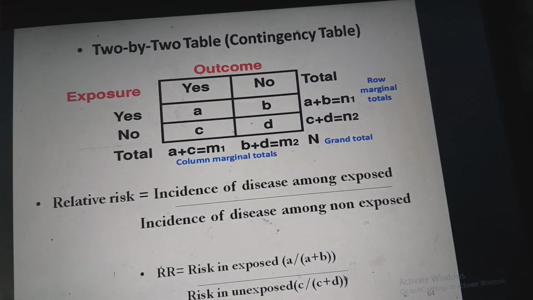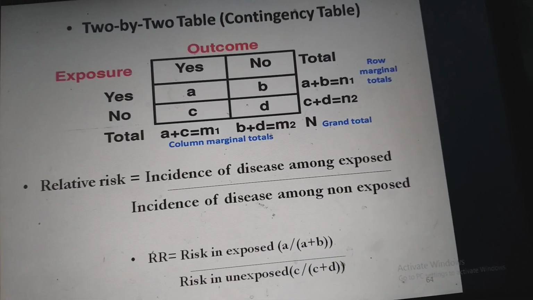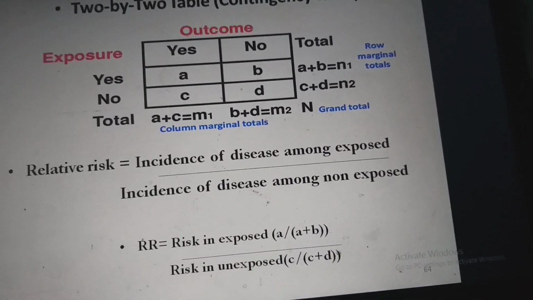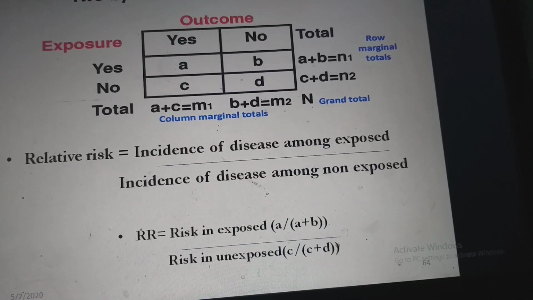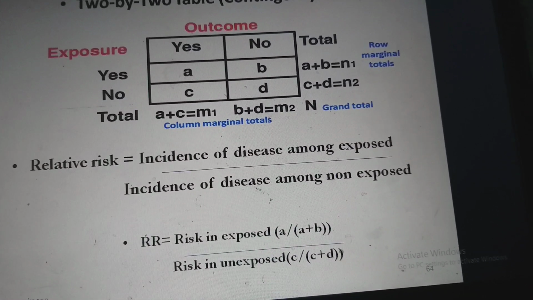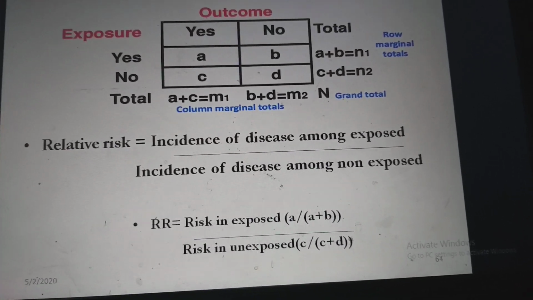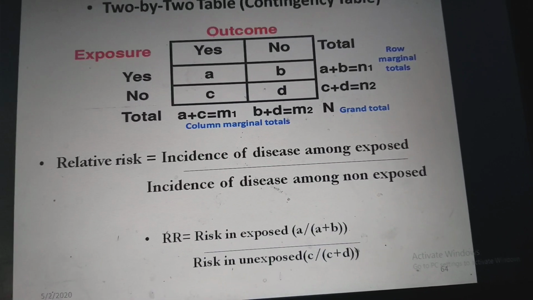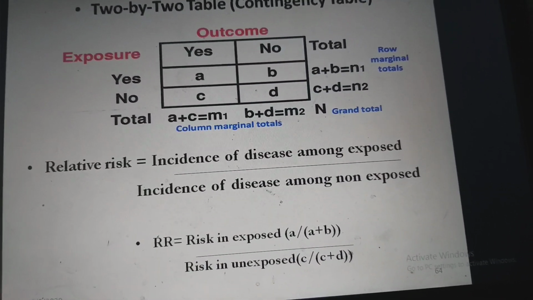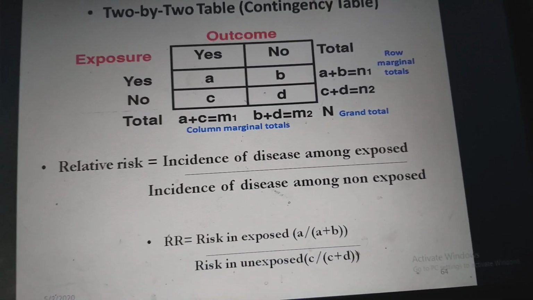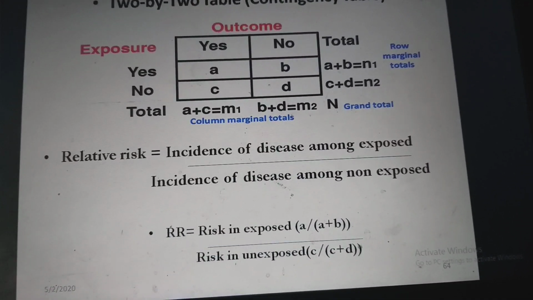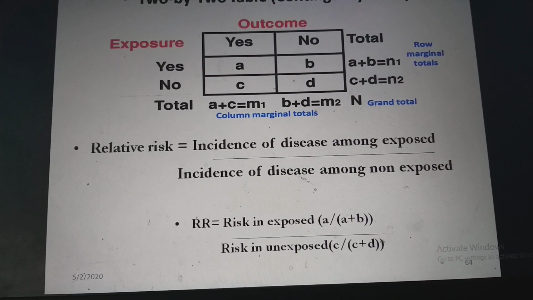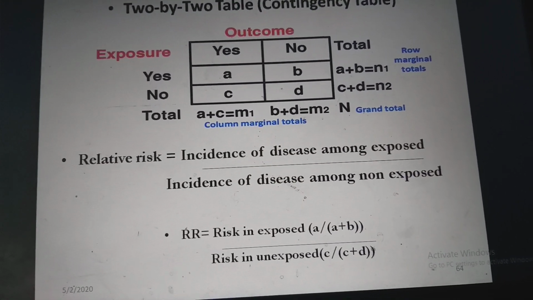So the 2 by 2 table is like this: the exposure group is there, the outcome group is there, so simply we can say A, B, C, D. Relative risk means the incidence of disease among the exposed divided by the incidence of disease among the non-exposed, or simply risk in exposed divided by risk in unexposed. What is the incidence of disease among the exposed? That means from the exposed, those who have the disease. Which ones are exposed? A and B. Which have the disease? A. So A divided by A plus B. This is the incidence among the exposed.